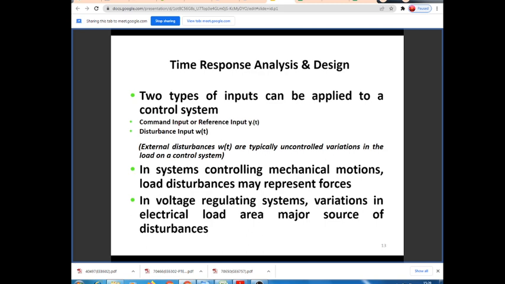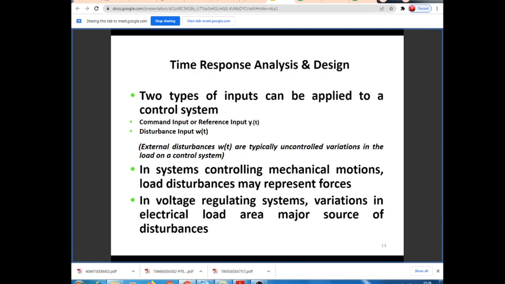The title is time response analysis and design. In time response analysis and design, we have two types of inputs which can be applied to a control system. One is the command input or reference input, that is r(t), and we have the disturbance input w(t). This is an external disturbance, typically uncontrolled variations in the load on a control system.